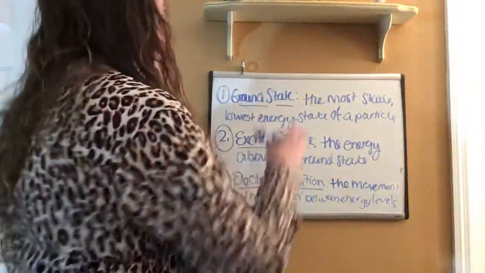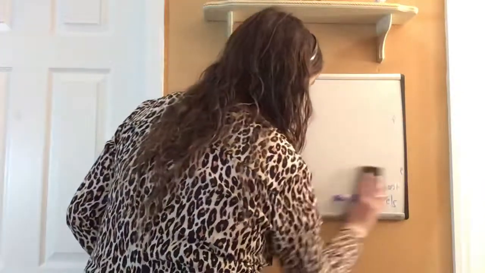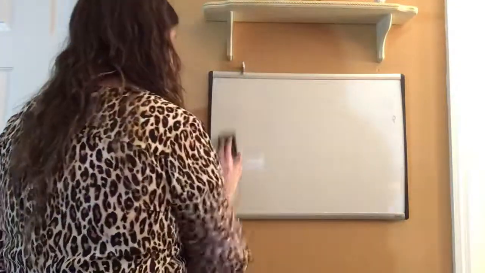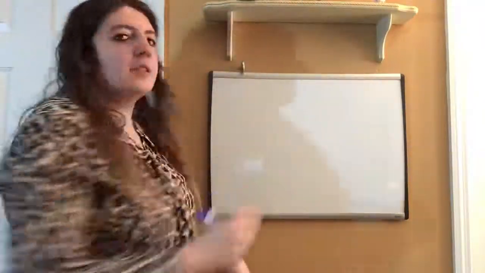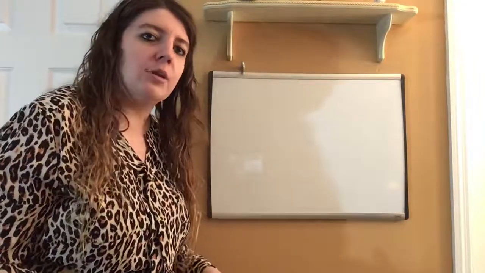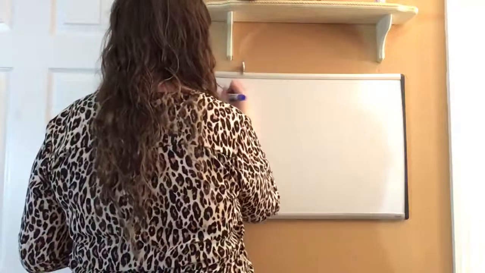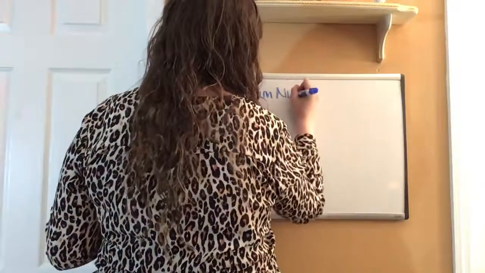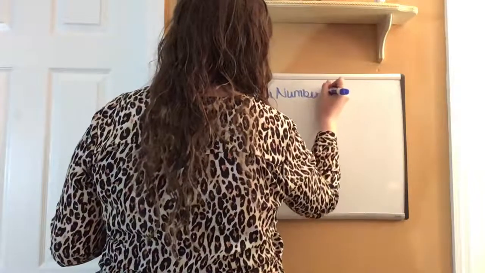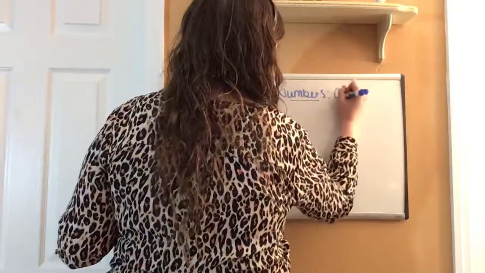So now we're going to talk about the fun part, quantum theory. So quantum theory is basically a lot of fun math that you're not going to have to do, that basically tries to determine exactly where an electron is at any given time. So this is going to be known as our quantum numbers. So there's going to be 4 of them.